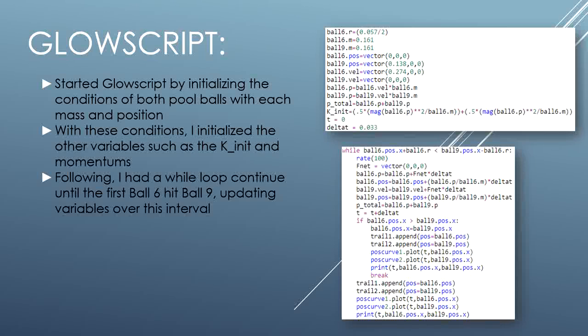Once these variables were initialized, I created a while loop that continued until ball 6 struck the side of ball 9, which is why I add and subtract each radius from the positions in the loop, since in Tracker I use the center of each ball as the point mass. Once in the loop, I use the position update formula and calculated the momentum of each ball.